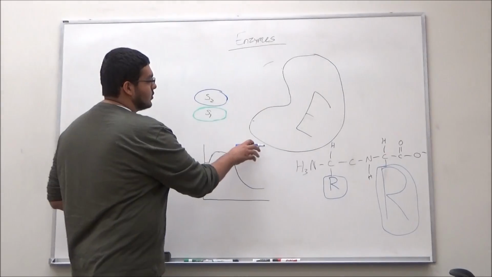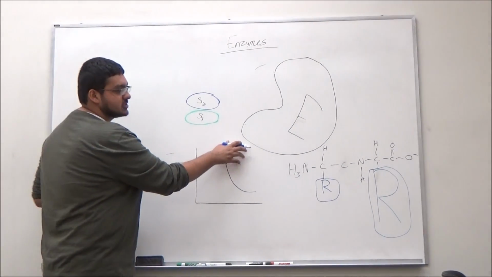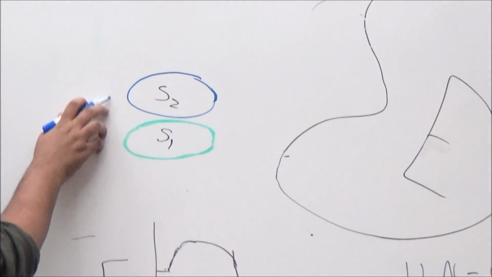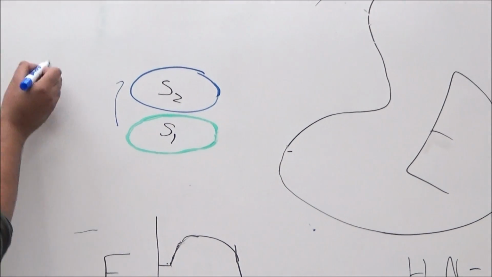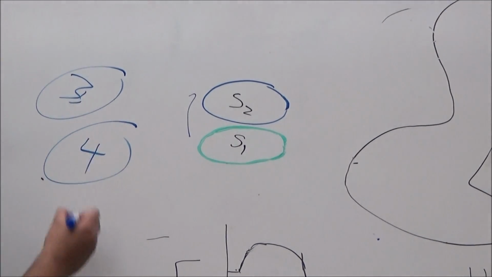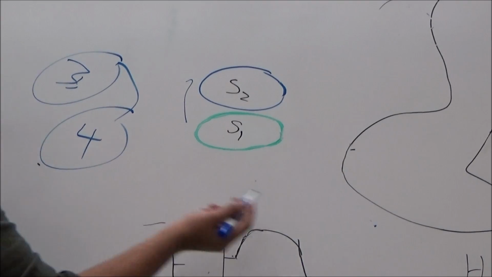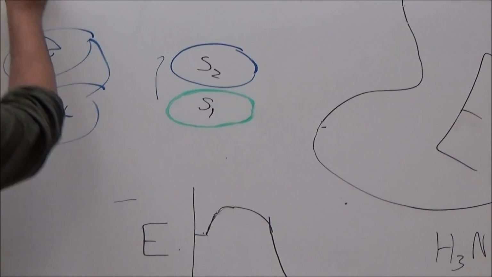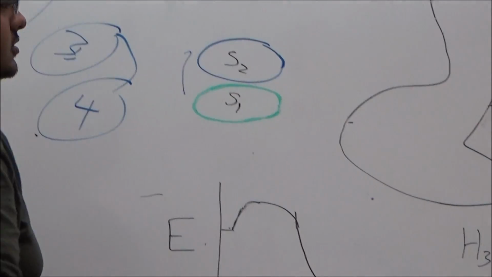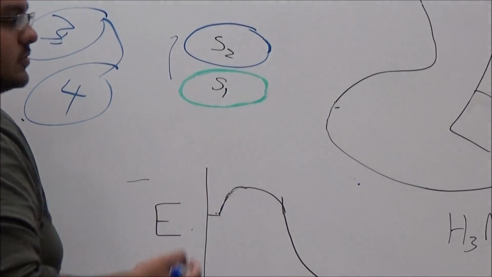Okay, so this enzyme that we were just talking about is specific for these two substrates. This enzyme only works for the reaction between these two substrates. If we had a substrate 3 and a substrate 4, the reaction between these two is not going to be catalyzed by this enzyme. You're going to need a whole different new enzyme that's specific for this reaction. So this enzyme is only specific for these two.